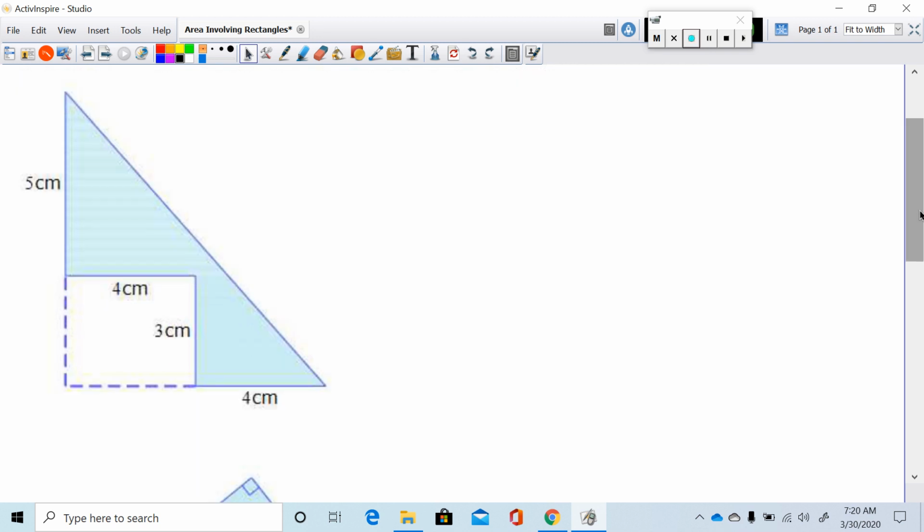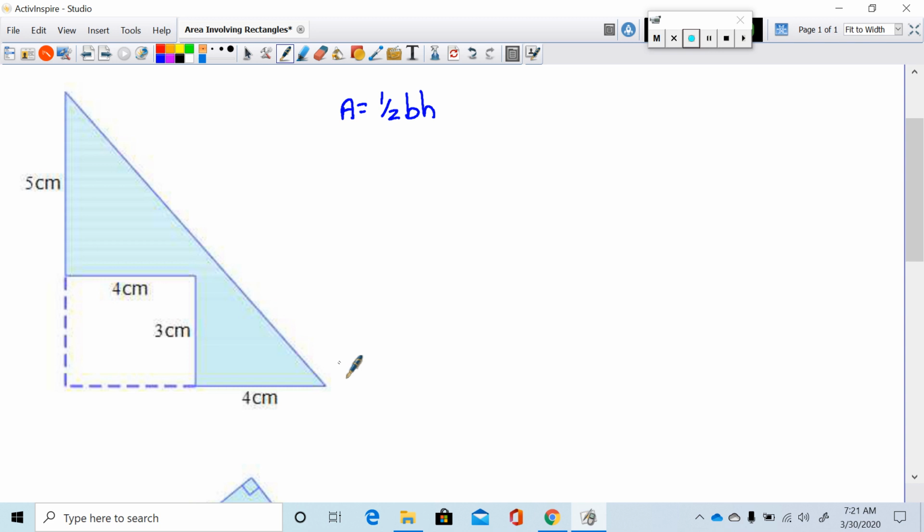Okay, we have a triangle with a hole cut out of it. Basically, that's what this is. So if you find the area of the entire thing, the area of the triangle, and then find the area of the hole that they made, the area of the rectangle, and subtract them, you will have the area of the shaded region. So the area of a triangle is 1/2 base times height.